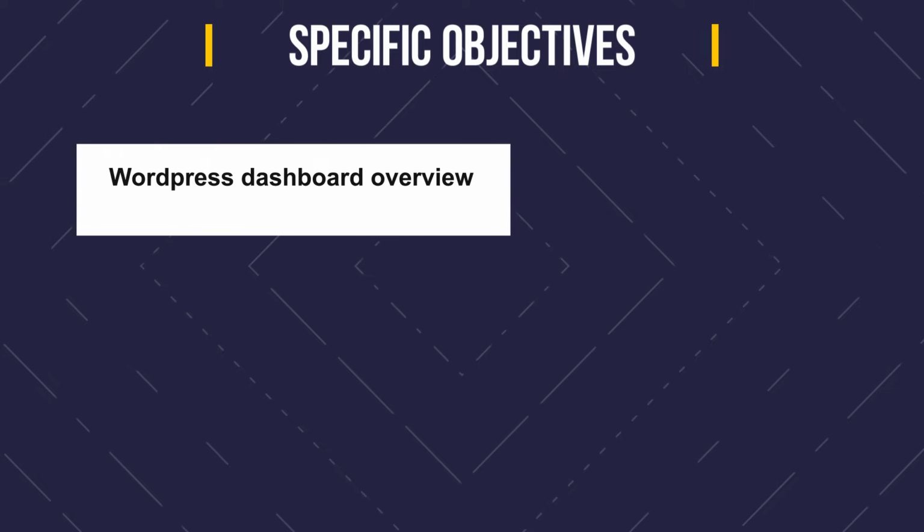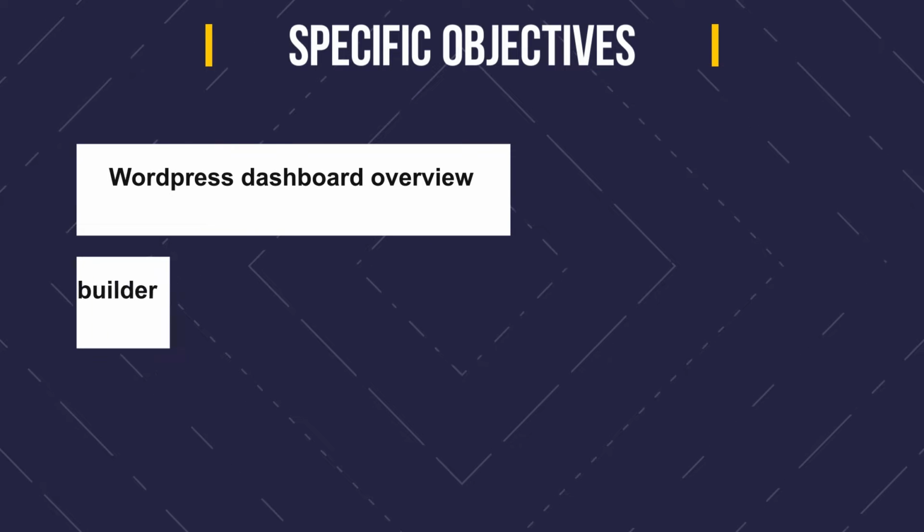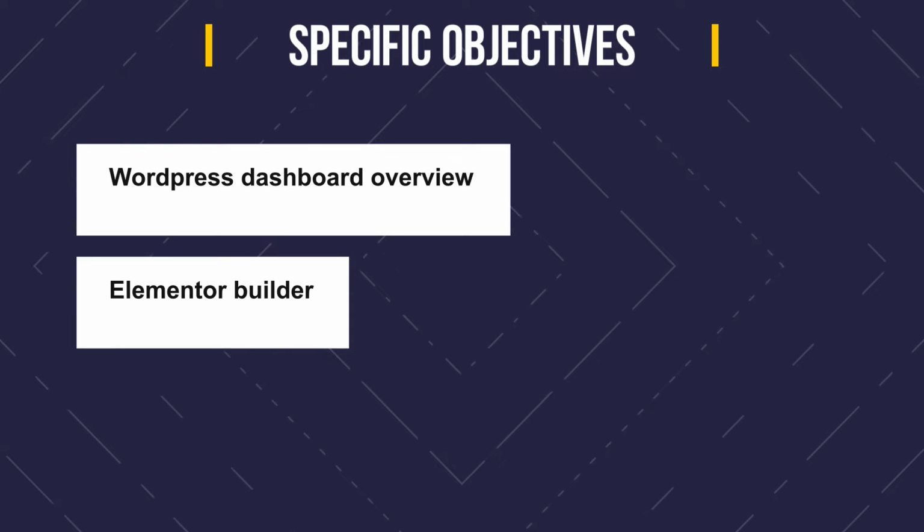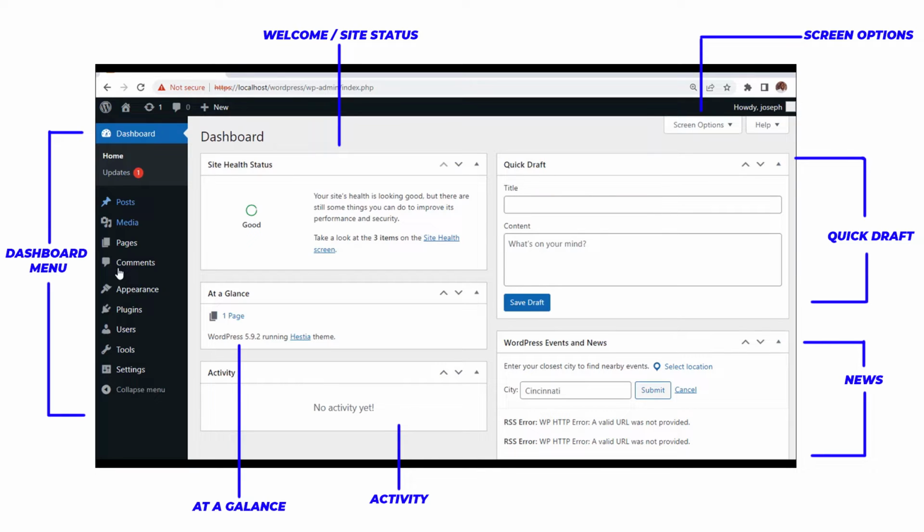So let's go straight to business. From what you can see here, you can see an overview of the WordPress dashboard. We have here the WordPress dashboard menu. We have WordPress at a glance. We have the screen options. We have the welcome, quick draft, and WordPress news.